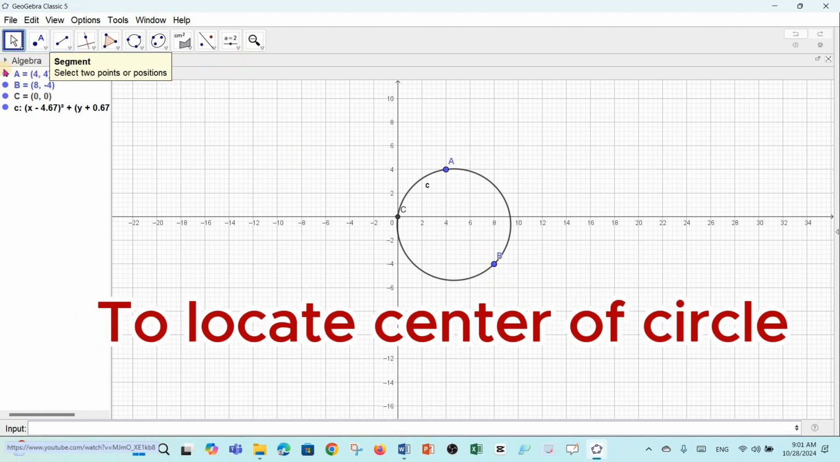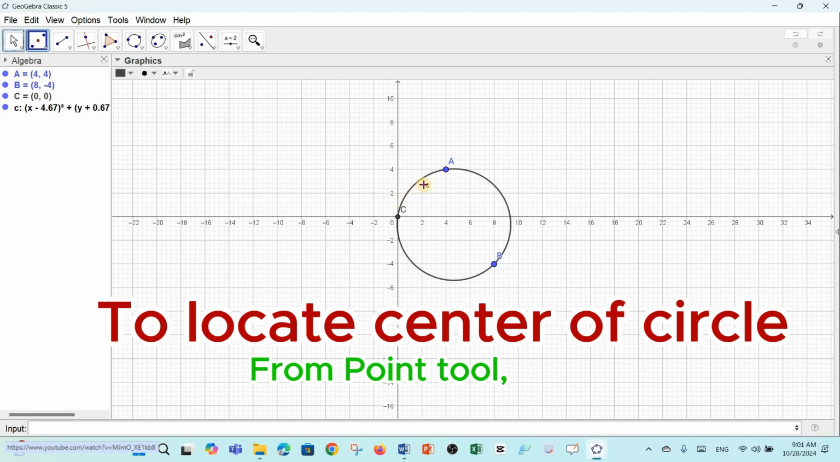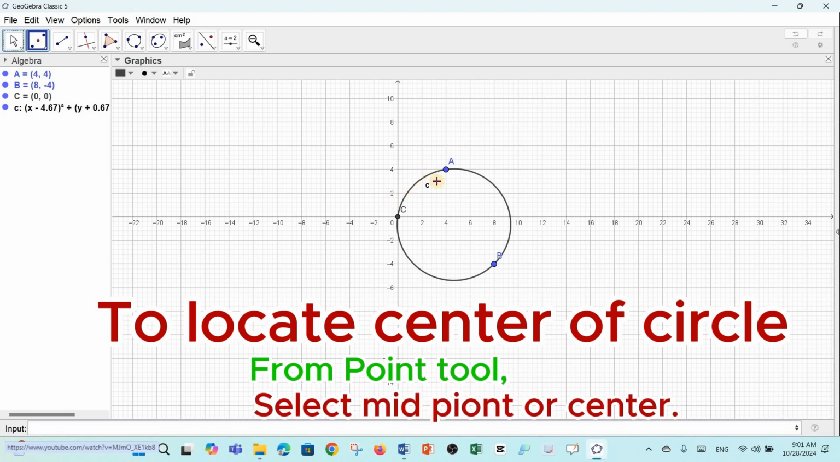And if you want its center, then just from the second tool, click on midpoint, select midpoint or center, and click on the circumference of this circle. Yes, center D is given. Its center is D, 4.67, minus 0.67.